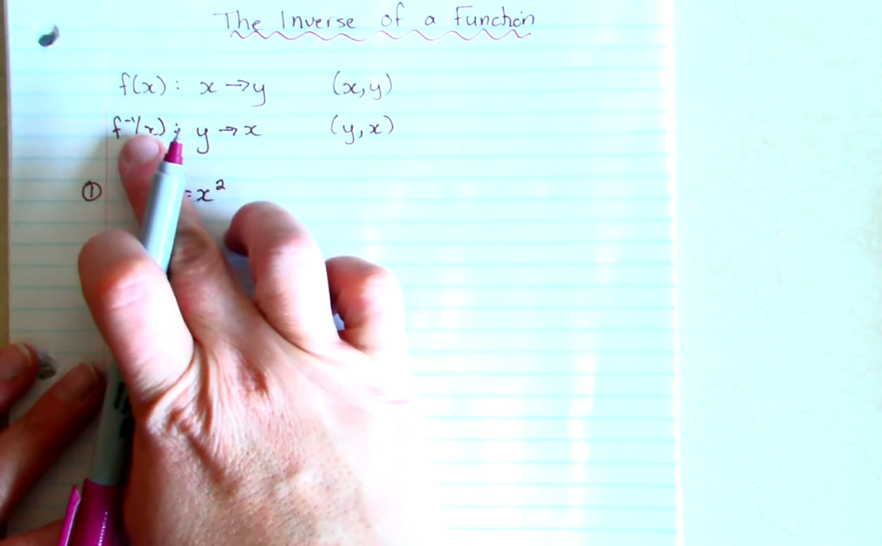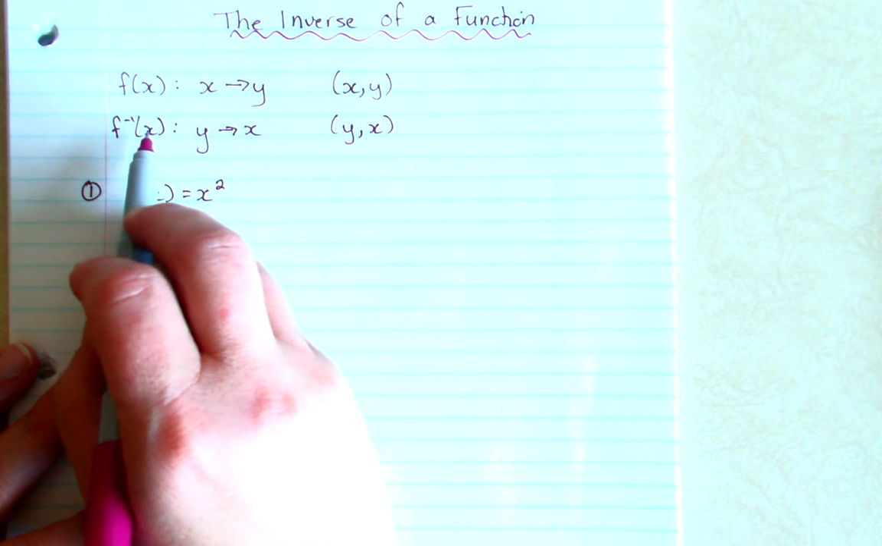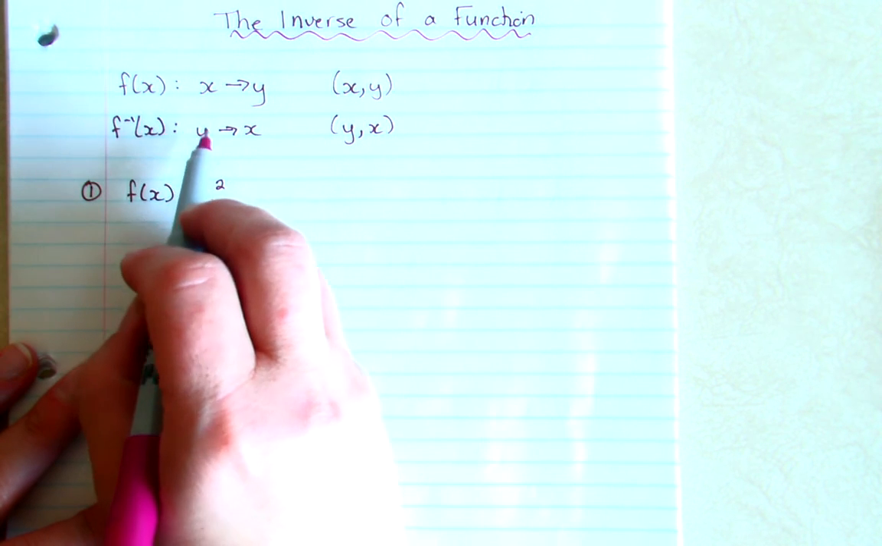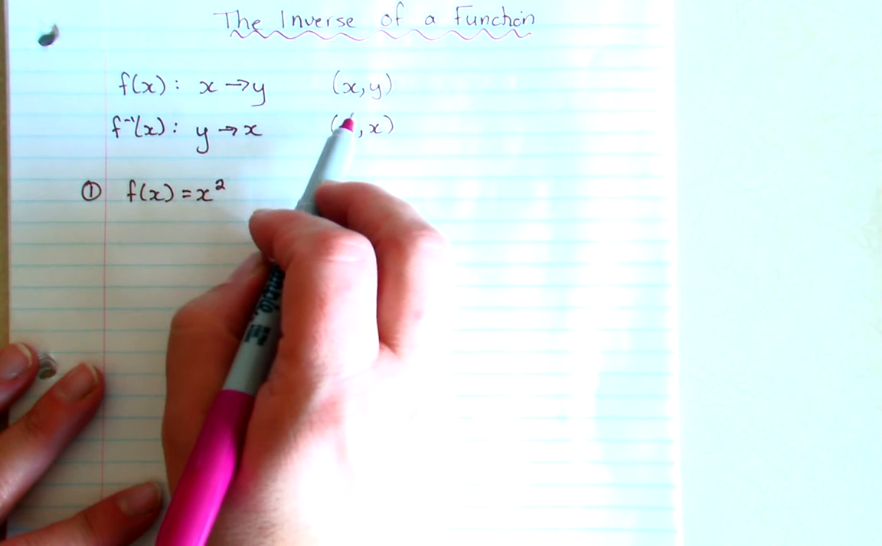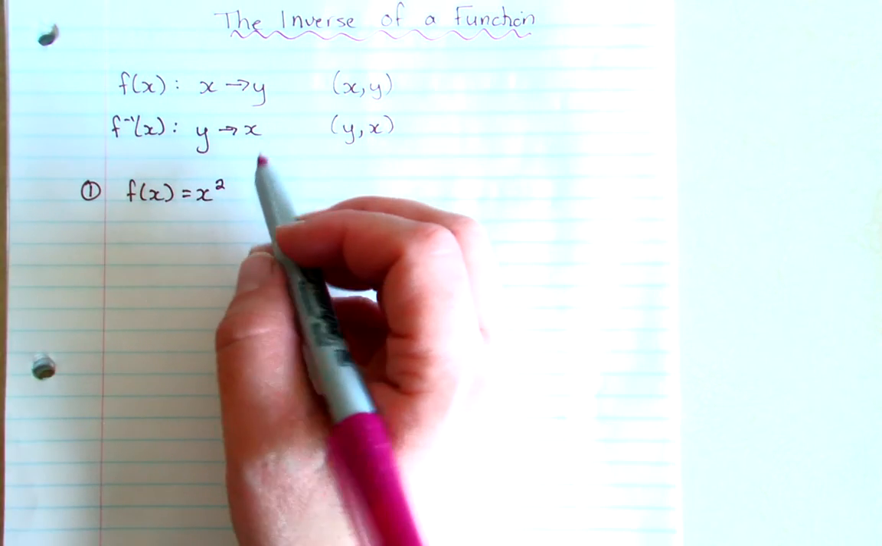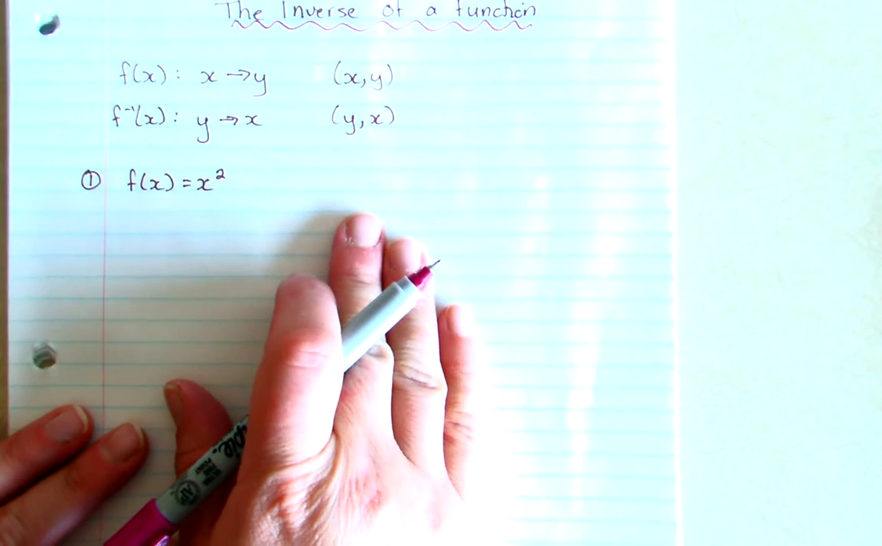f inverse, because remember the notation, it looks like an exponent, -1, but it's not really an exponent. It's notation for inverse of x, goes backwards. It starts with y and goes back to the x. So the ordered pair would be (y, x). So inverse literally means to switch x and y. So we're going to talk about graphing and finding the equation.